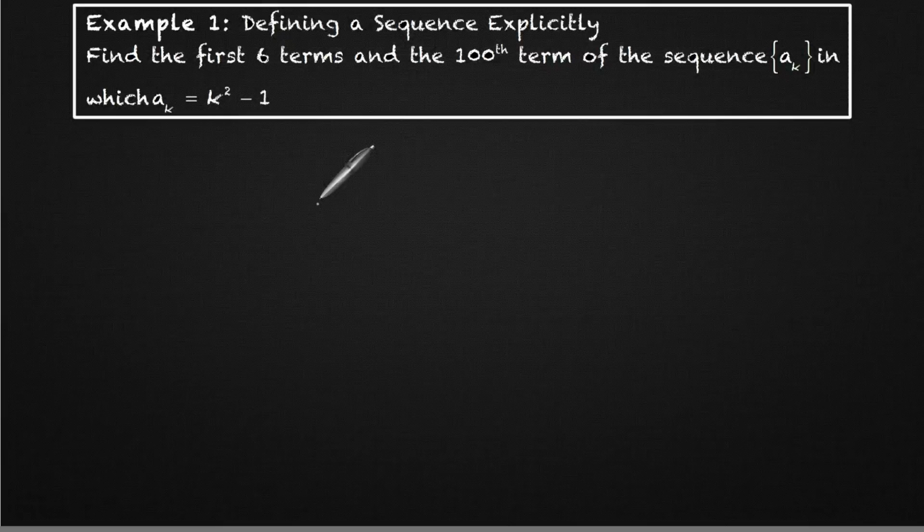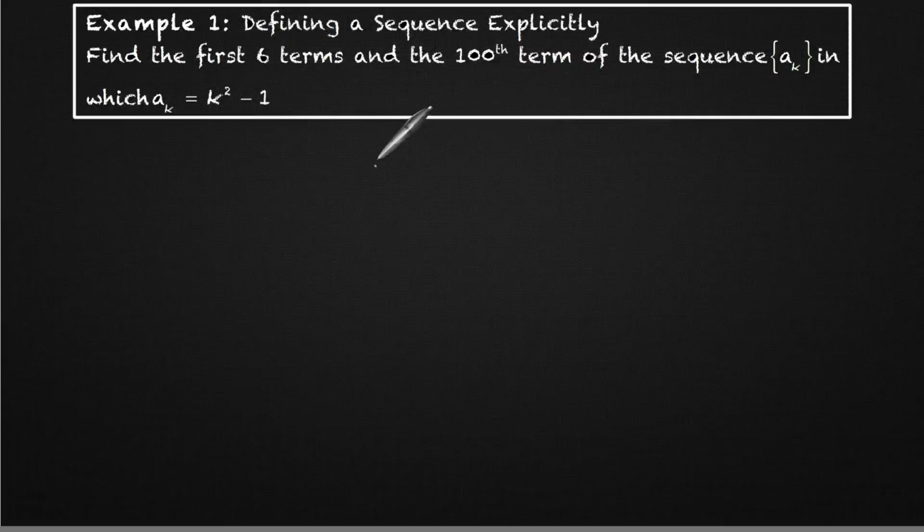1, 2, 3, 4, 5 is a sequence. 1, 3, 5, 7, 9 is an odd number sequence. 2, 4, 6, 8, 10 is an even number sequence. 1, 4, 9, 16, 25. Those are perfect squares. I'm just squaring numbers. And so that's a sequence. And that's what we're going to talk about in this video.